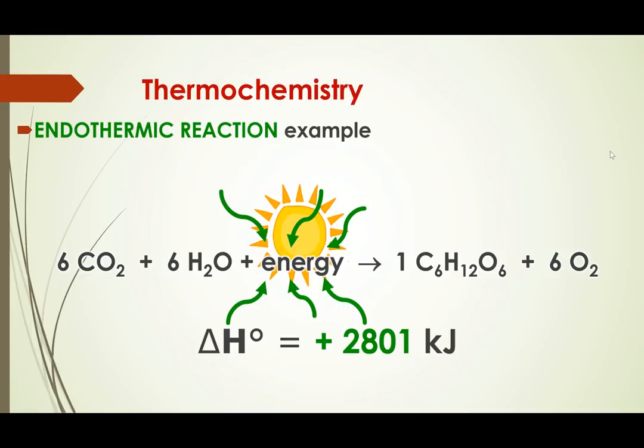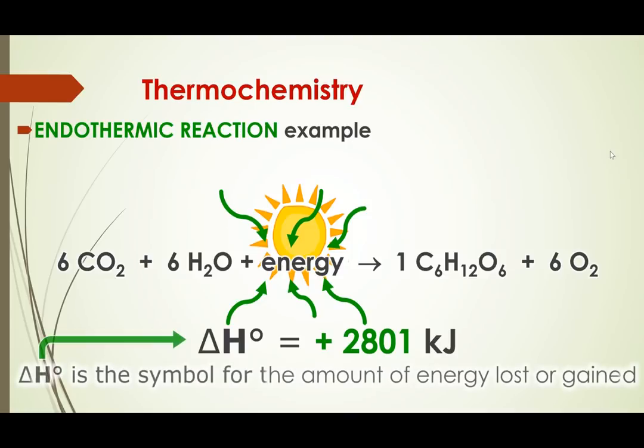And for this reaction, the amount of energy needed coming in to make this reaction happen is a gain of 2,801 kilojoules of energy for this reaction to happen. That little abbreviation that you see there in the front of this, delta H, a little triangle, is that Greek letter delta, which means change.